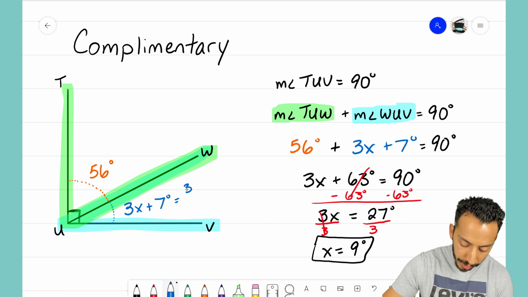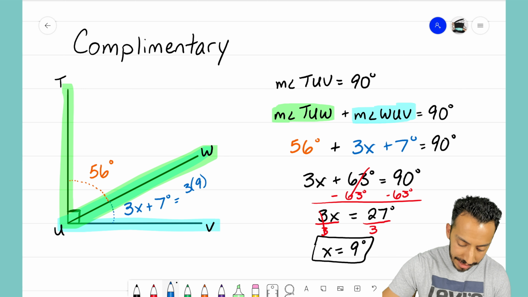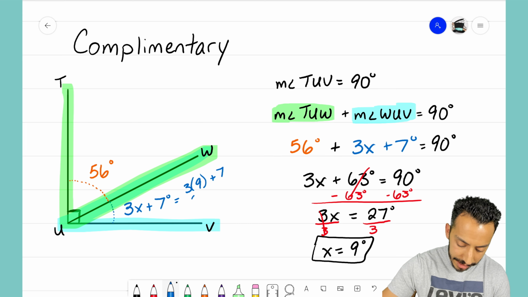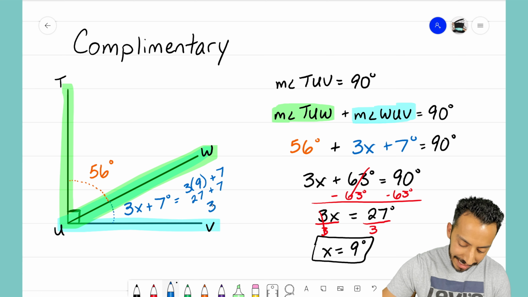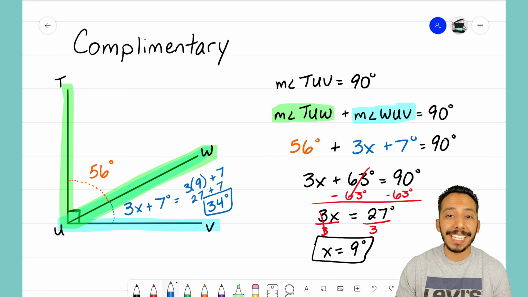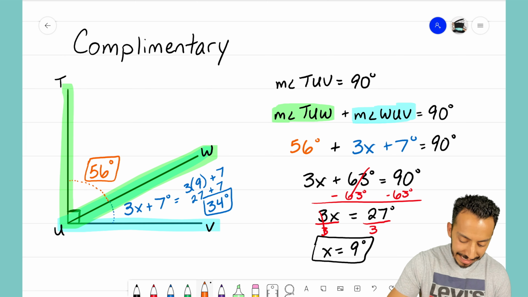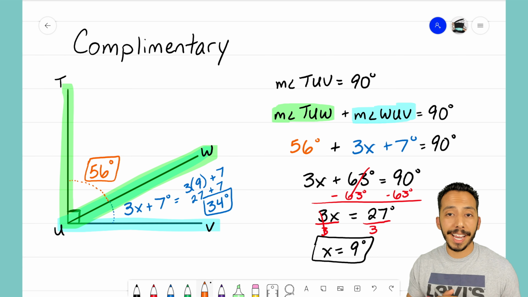I'm going to have 3 times my value for x. In this case, it was 9 degrees. And then I'm going to need to add 7. Well, 3 times 9 is 27, and 27 plus 7 gives me a value of 34 degrees. And that makes sense to us, because 34 degrees plus 56 degrees does in fact equal our 90-degree right angle.